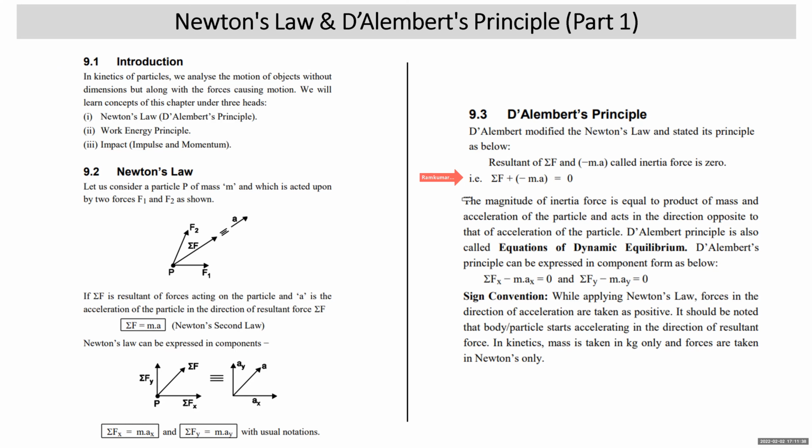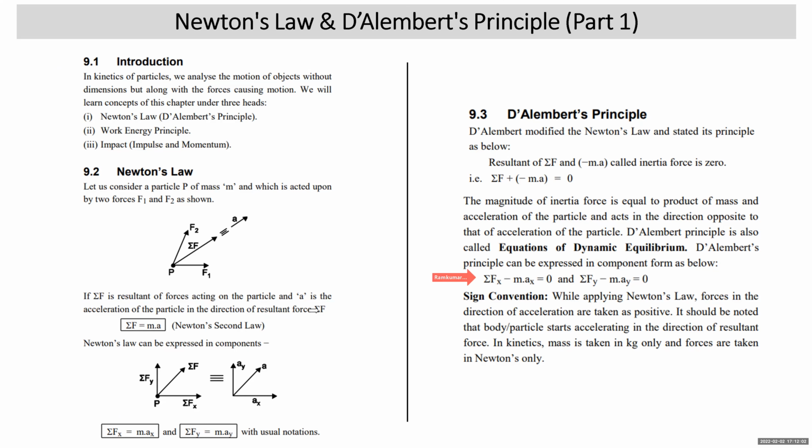And he named it D'Alembert principle, also called the equation of dynamic equilibrium. As Newton's law can be expressed in component form, similarly, D'Alembert principle can also be expressed in component form. Like in x direction, sigma Fx minus max is equal to 0, and in y direction, sigma Fy minus may is 0. All right. So this is D'Alembert principle.